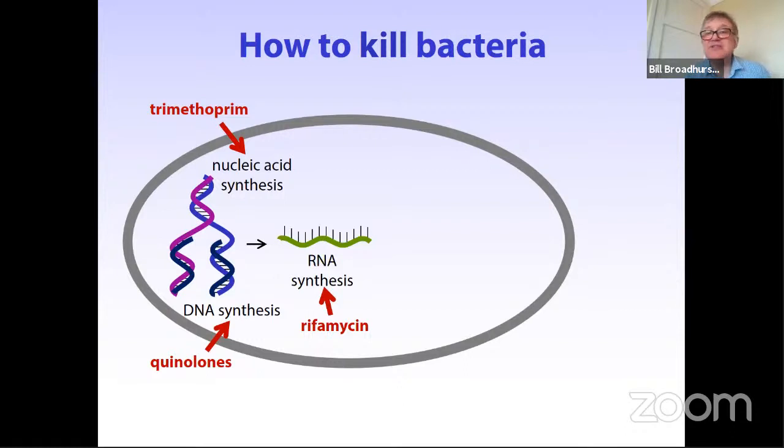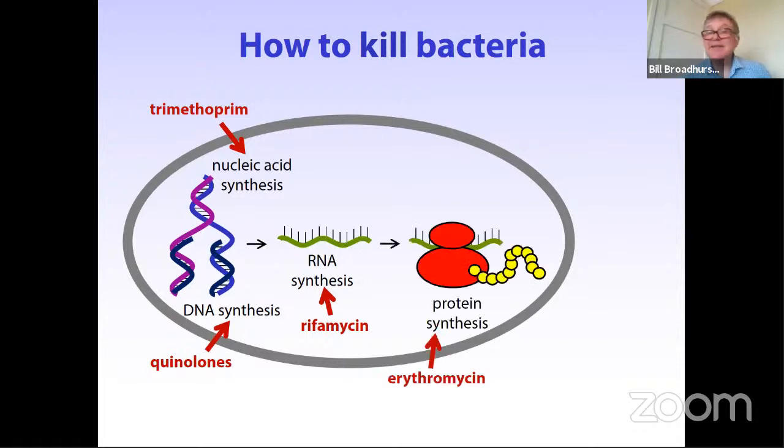And next, the information that's stored in the DNA genome has to be read in a process called transcription that involves making a long strand of messenger RNA. Transcription can be interrupted by the drug rifamycin, which inhibits the RNA polymerase. And next, the RNA message needs to be converted into a nanoscale molecular machine that can actually do something. In other words, a protein, in a process called translation that is catalyzed by the ribosome. And the ribosome can be blocked by erythromycin.